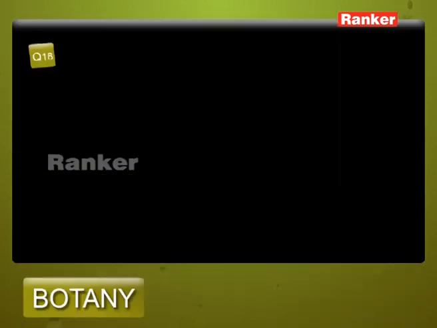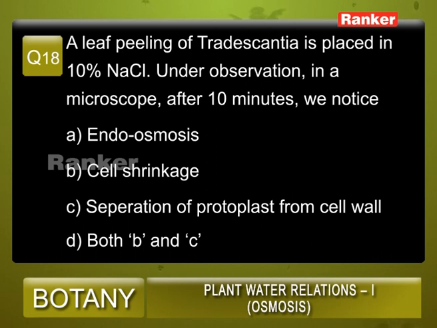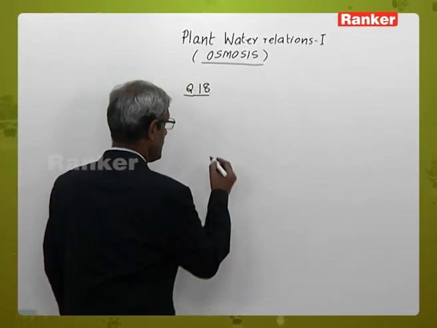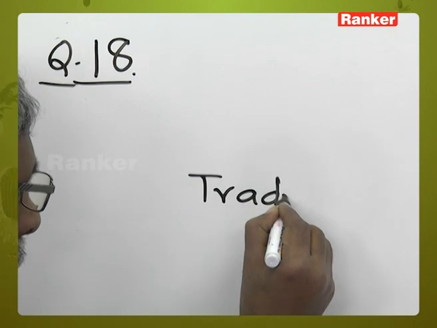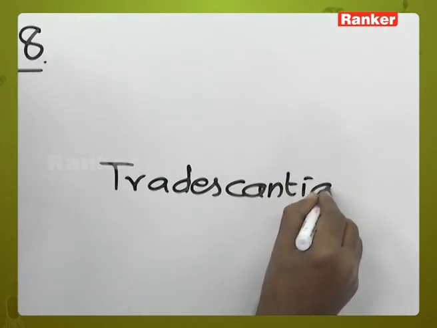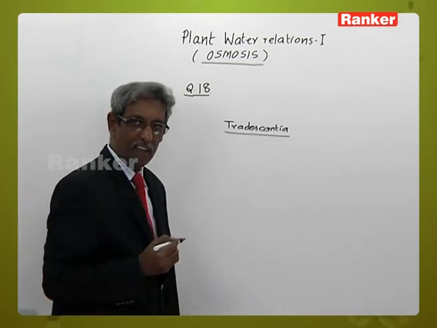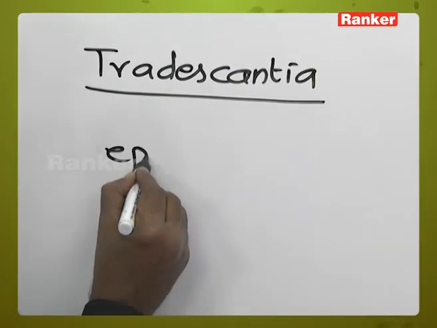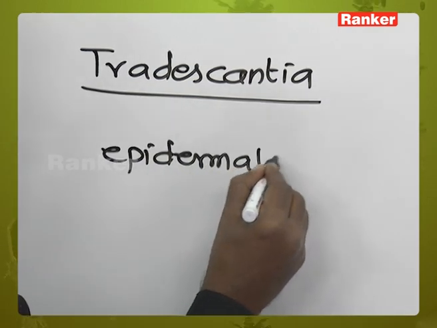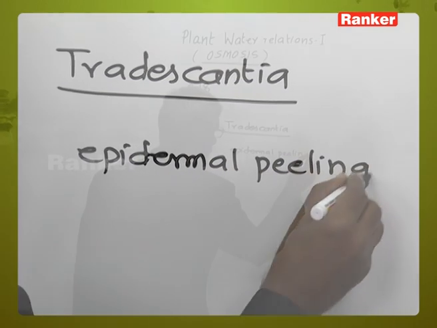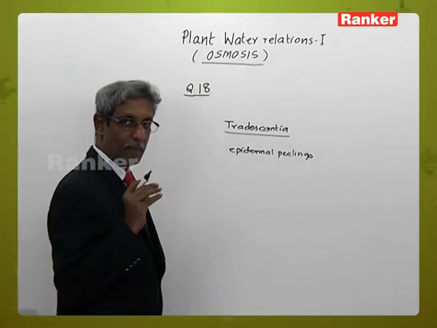Question number 18. A leaf peeling of Tradescantia is placed in 10% sodium chloride, NaCl. Under observation in a microscope, after 10 minutes, we notice A, endosmosis, B, cell shrinkage, C, separation of the protoplast from the cell wall, D, both B and C. So, when we take a leaf cell of Tradescantia, Tradescantia is a very favorable plant wherein you take the epidermal peelings, wherein you can easily see what happens to cells.